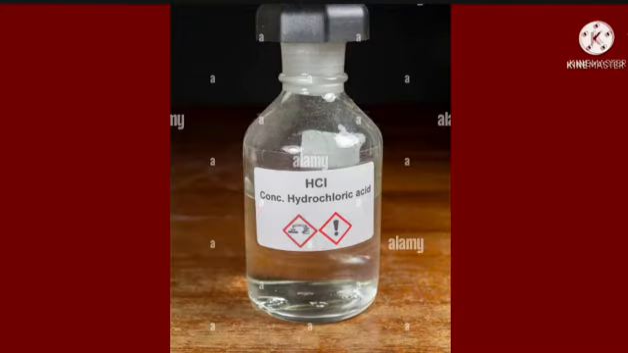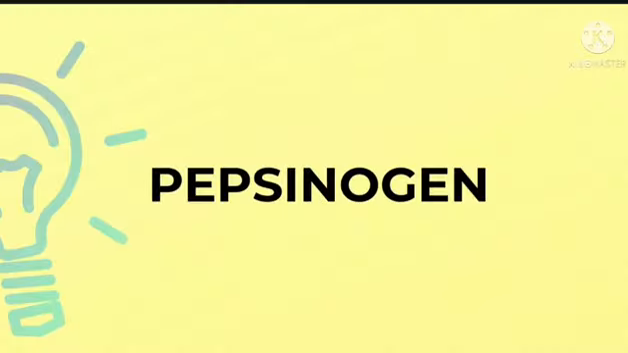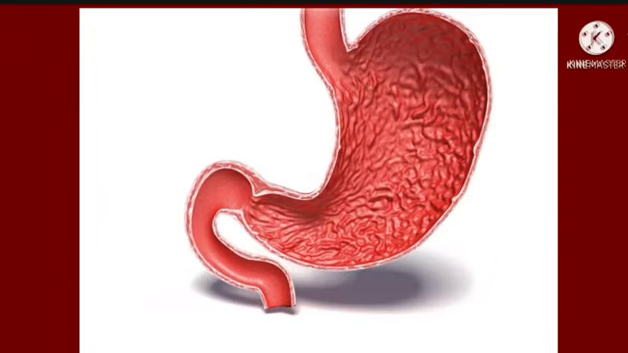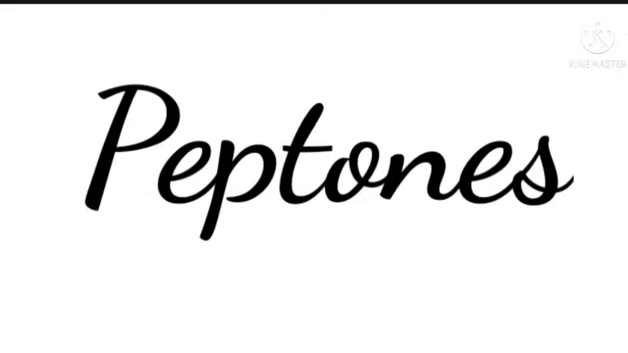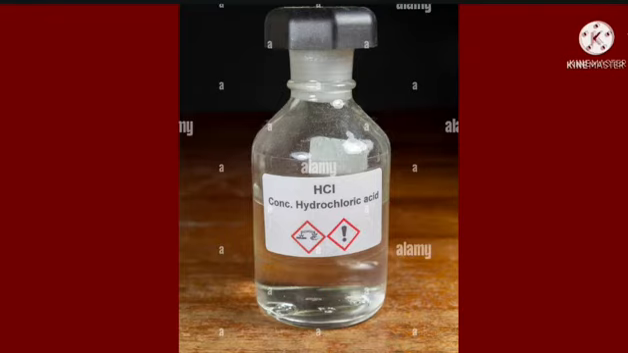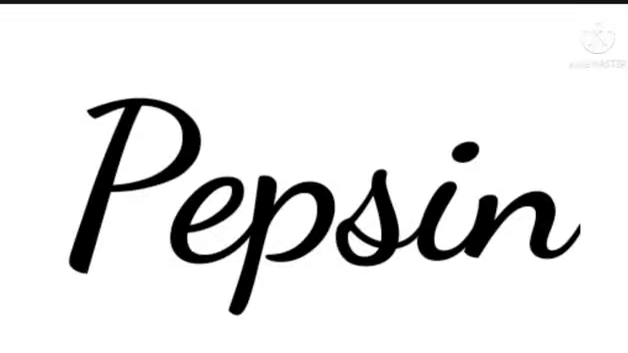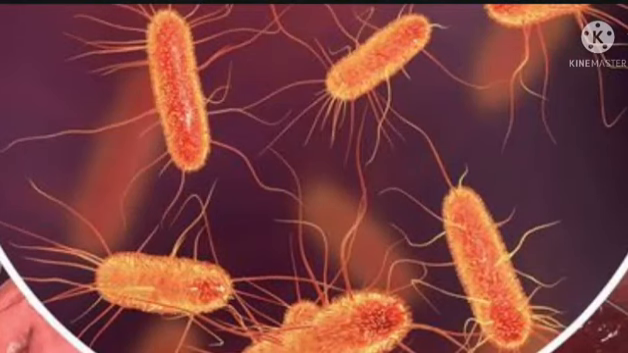The gastric juice contains HCl and proenzymes. Proenzymes include pepsinogen. It helps to convert into the active enzyme pepsin, which converts proteins into proteoses and peptones. The HCl provides an acidic medium which is optimum for pepsin, and it kills the bacteria and other harmful organisms.